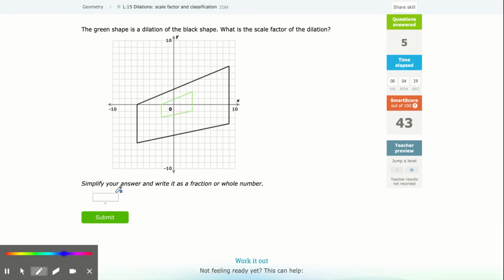This one, again, what's this x value? That's 3. What's this x value? That's 9. Man, they're doing a lot of scale factors of 1/3. 1/3.